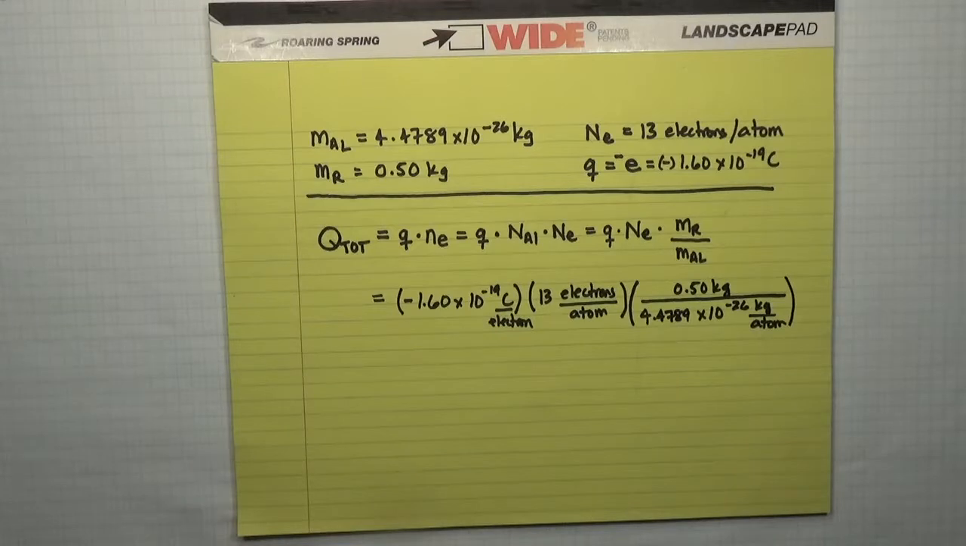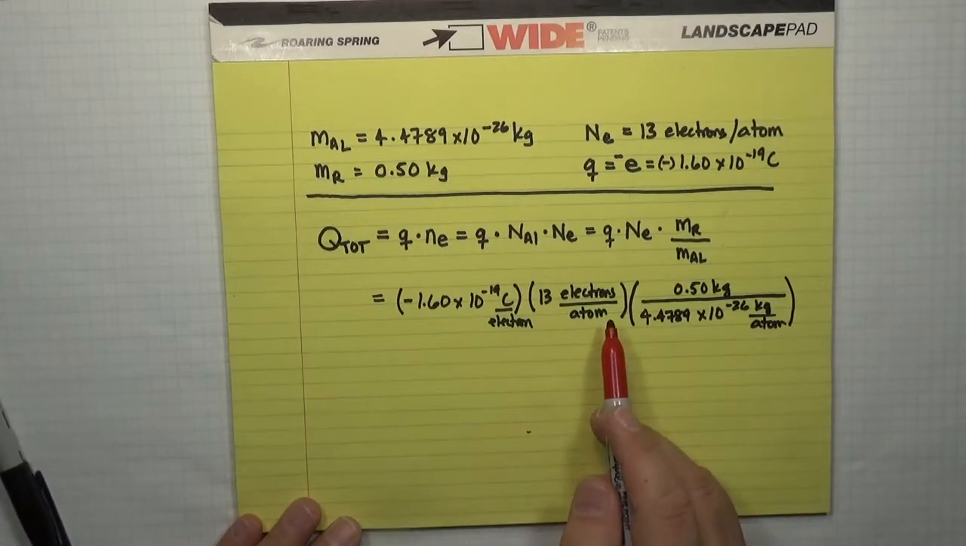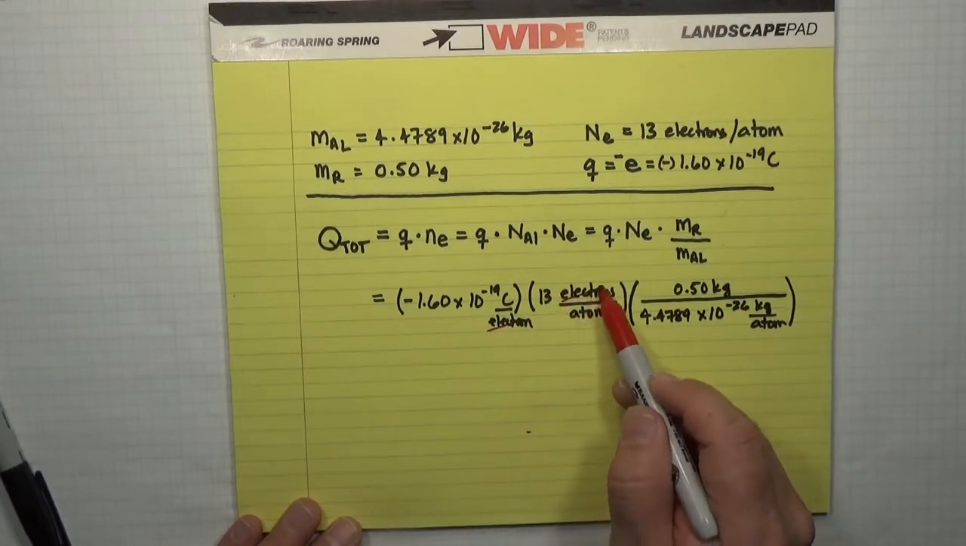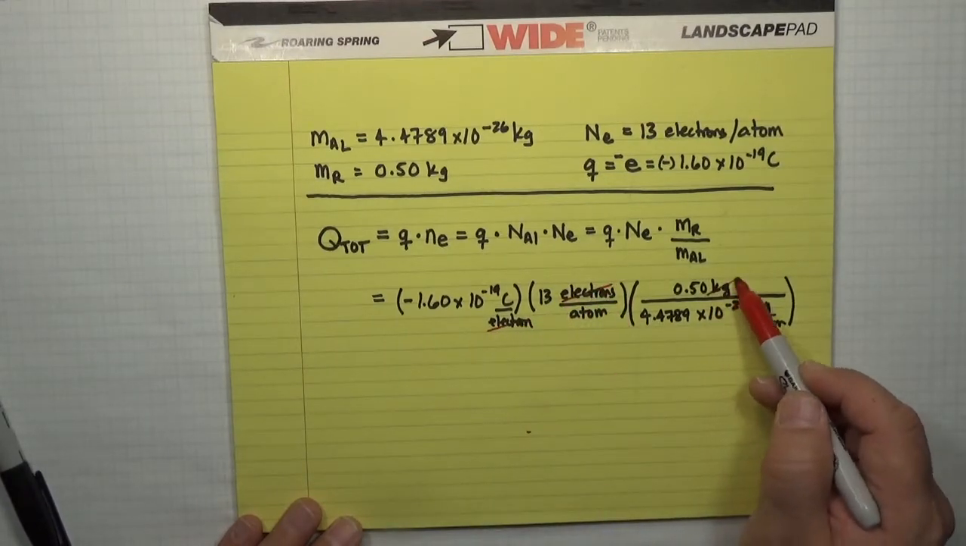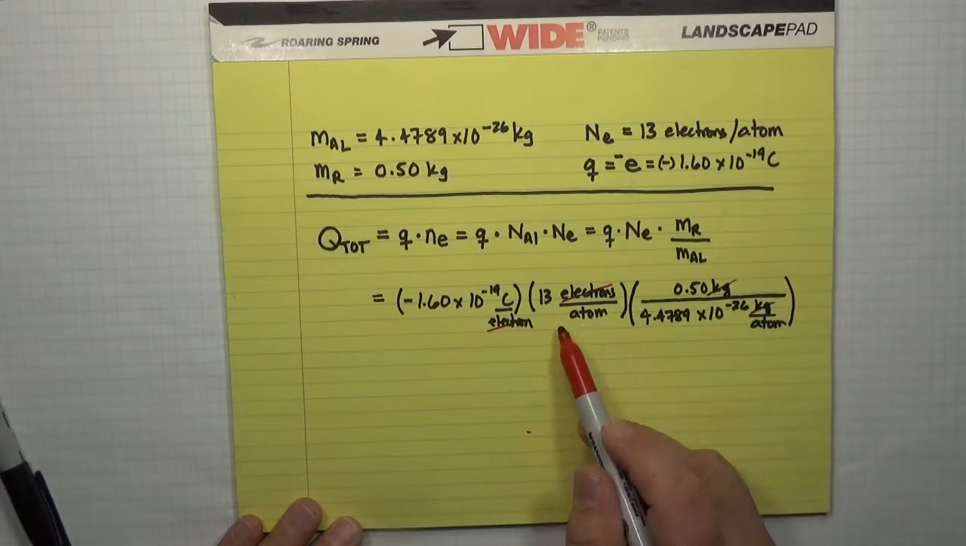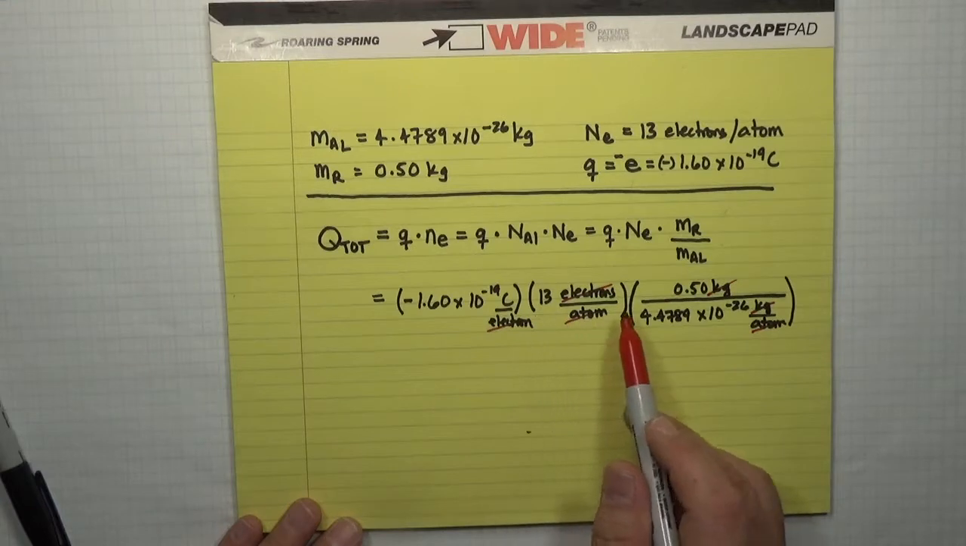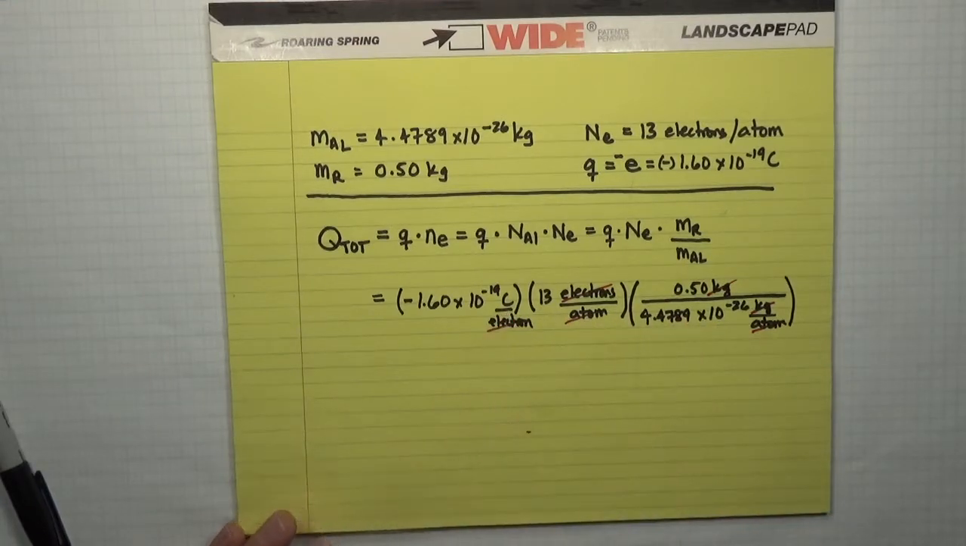Okay, now I like to be completely transparent and blatant and diligent about everything. So what you'll see here is that indeed all my units cancel and give me what I expected. This electron cancels with this electron. This kilogram cancels with this kilogram. This atom cancels with that atom. And what you'll see is that I have a whole bunch of numbers left, and indeed I'm left with the unit I care about, which is coulombs.